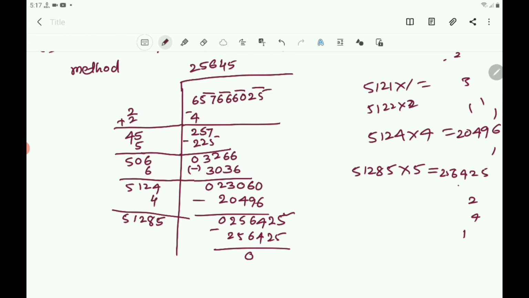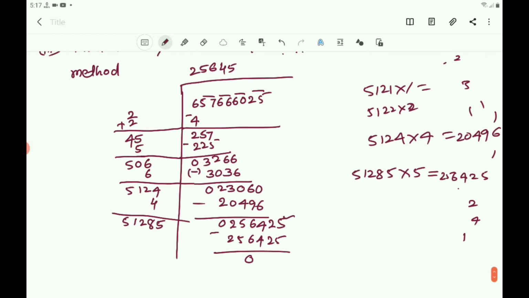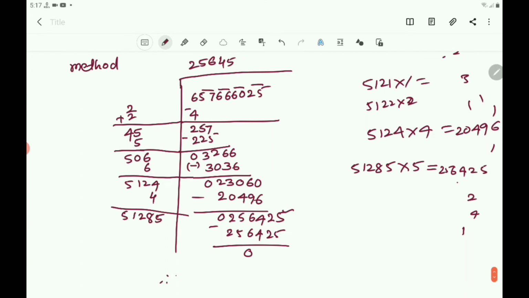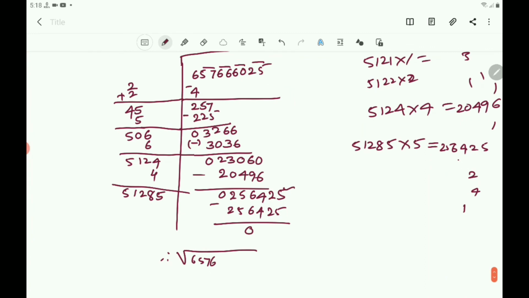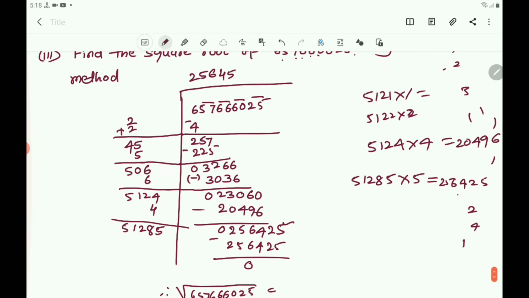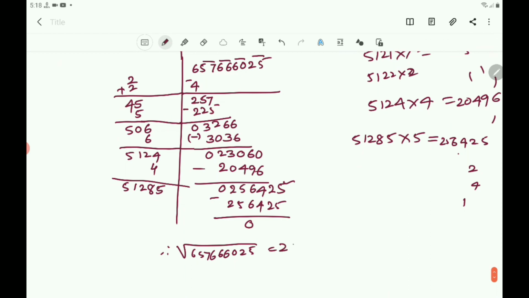As you got 0, therefore you write square root of 65 crore 76 lakh 66,025 equals 25,645. In this way, with the help of the division method, it is possible to get the square root of larger numbers.